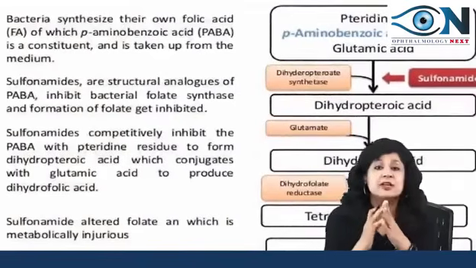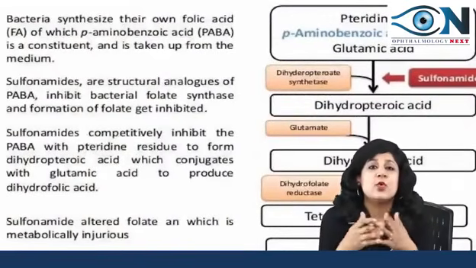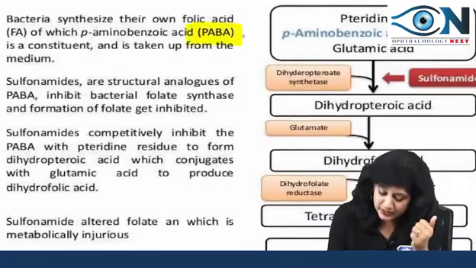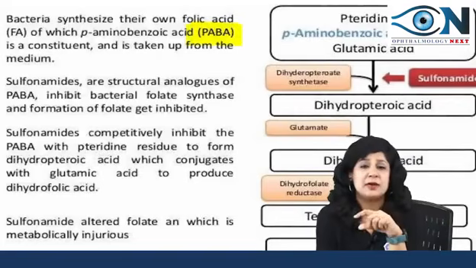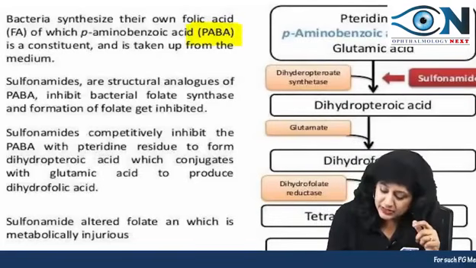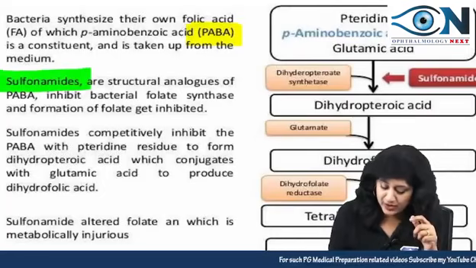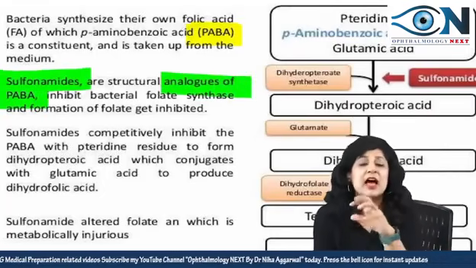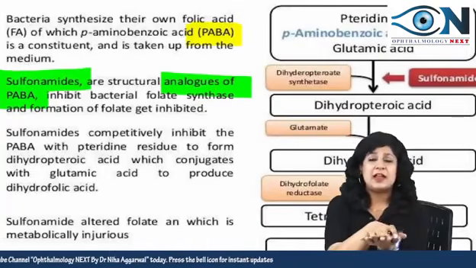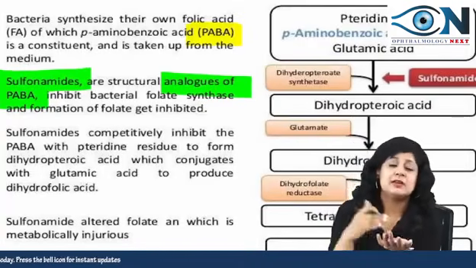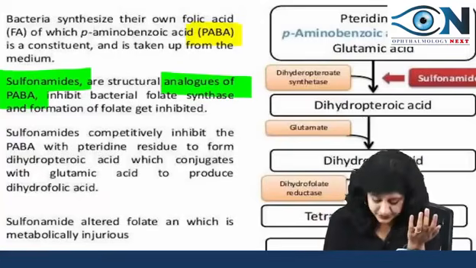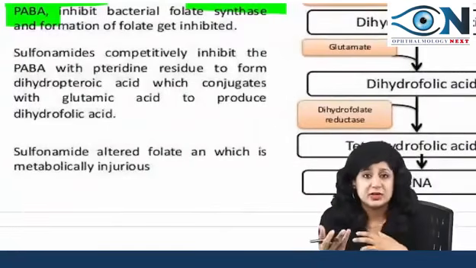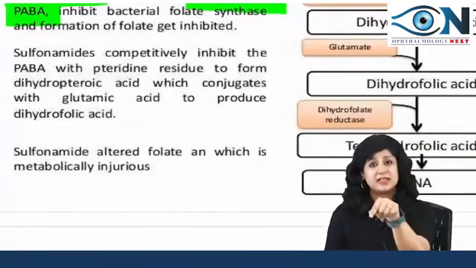You know that there are bacteria which synthesize their own folic acid, and in this PABA is a constituent, and this PABA actually has to be taken from the medium. So when we give these sulfonamides, what is the mechanism of action? They are analogues of PABA, and therefore they bind there, due to which PABA is not able to bind, and you are inhibiting the synthesis of folate. So basically they are competitive inhibitors. Instead of PABA, the sulfonamides will go at that place.